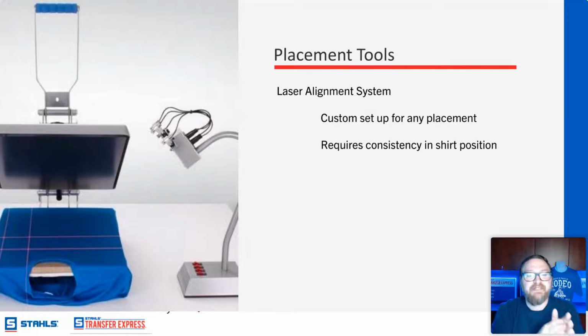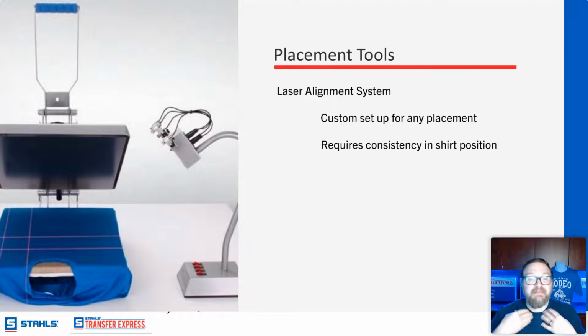The laser alignment system, really, really super cool. It's a great custom setup for any placement. It comes standard actually on the dual air fusion machines. But just like I mentioned with all of these other ways, if you are loading the shirt inconsistently, the lasers don't matter then. So they're a great set it.